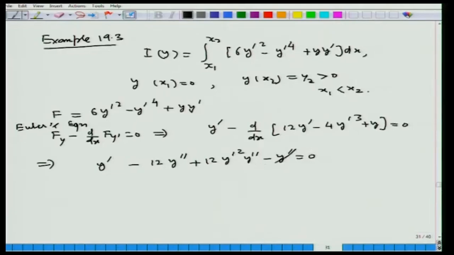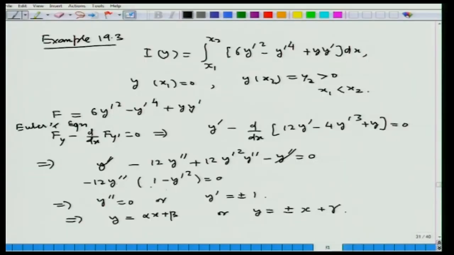So, we get this cancels here, and sorry, this should have been f y minus 6 y prime here, this is okay, y double prime. So, we take minus 12 y double prime out. So, we get minus 12 y double prime into 1 minus y prime square equal to 0. So, this implies that either y double prime equal to 0 or y prime equal to plus minus 1, and integrating it again we get y equal to alpha x plus beta or y equal to plus minus x plus gamma. So, we get straight lines as extremals.